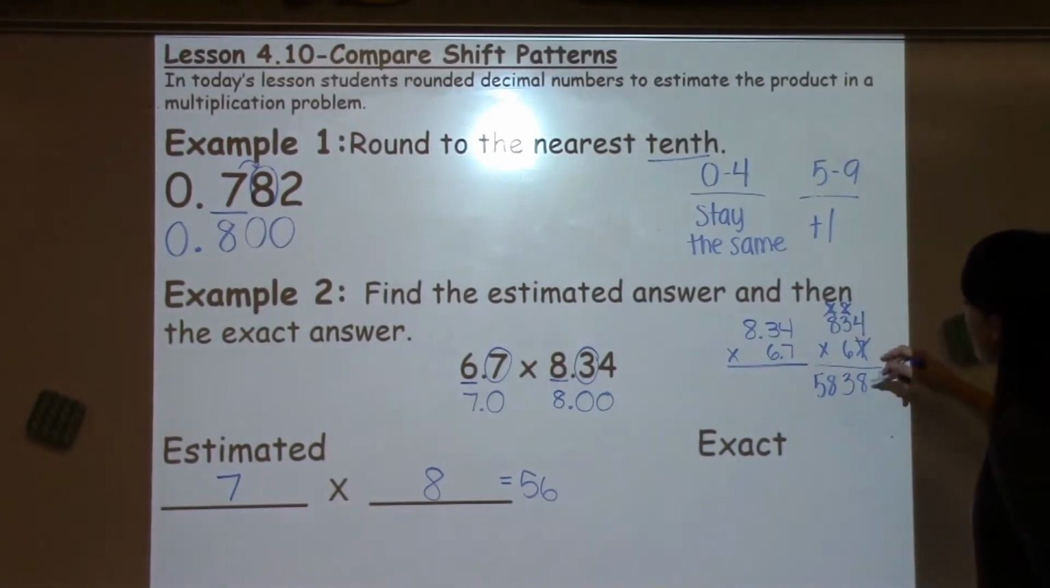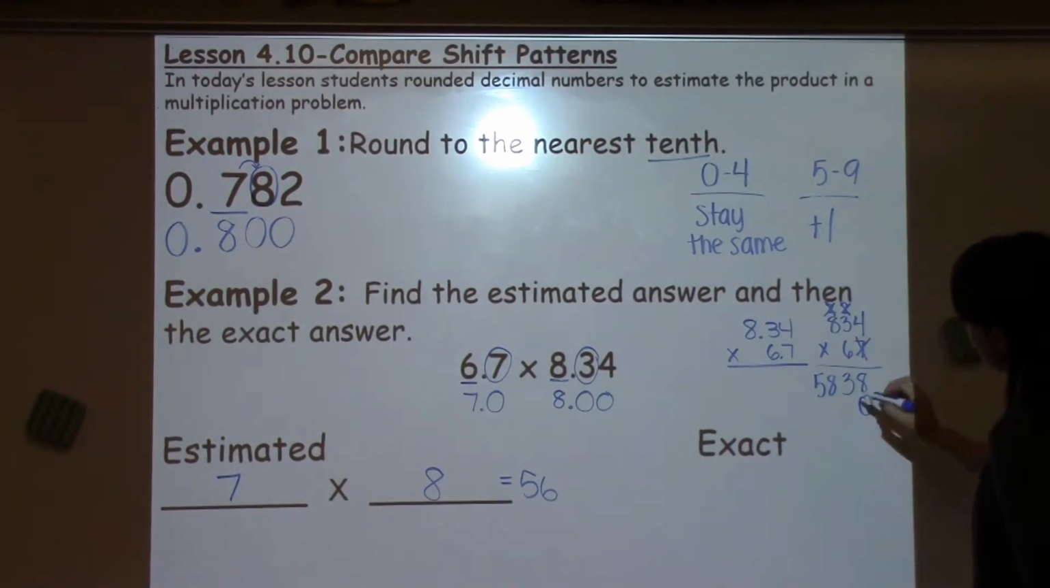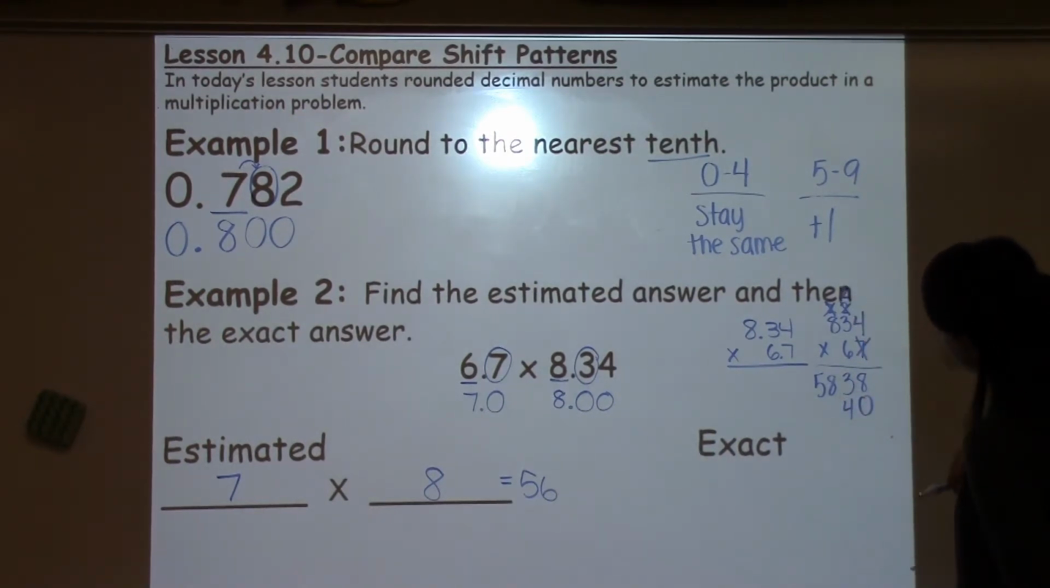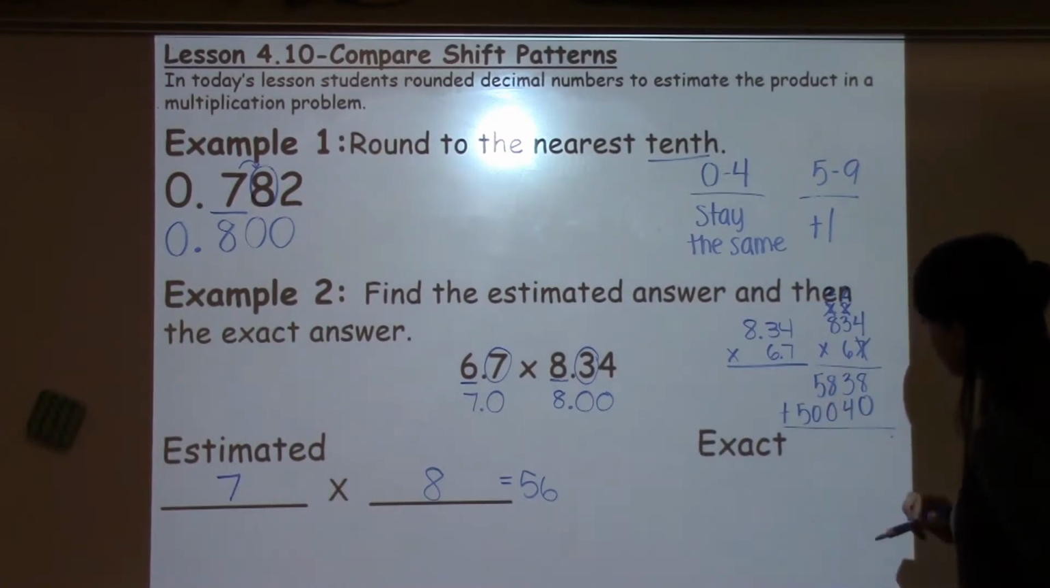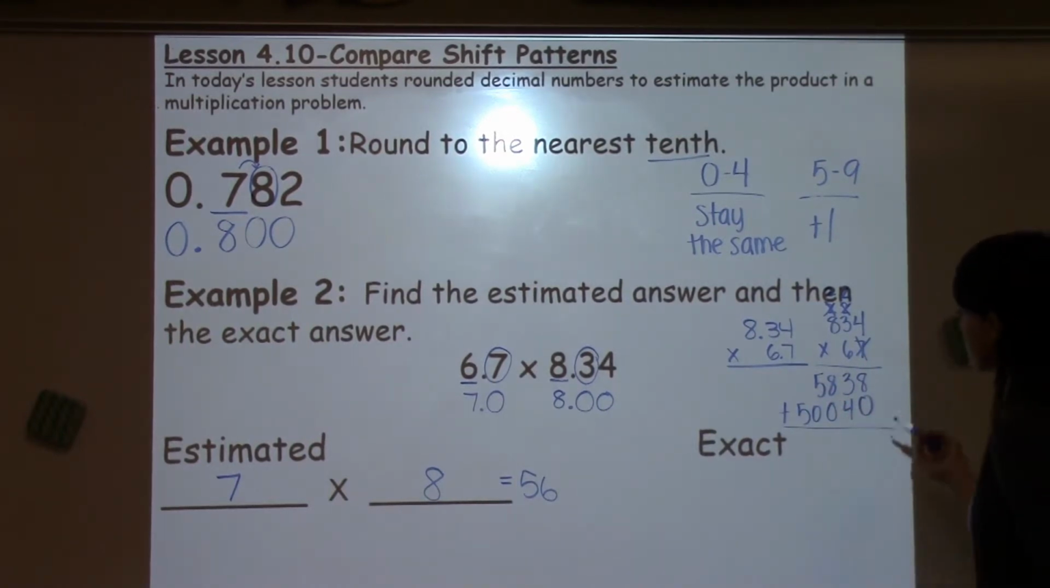Anytime I make X's up above, I need an O down below. And now I can distribute the 6. 6 times 4 is 24, carry a 2. 6 times 3 is 18, plus 2 is 20, carry a 2. 6 times 8 is 48, plus 2 is 50. Now I need to make sure that my numbers are all lined up, so it's easy to add. 8 plus 0 is 8, 3 plus 4, 7, 8 plus 0 is 8 again, 5 plus 0 is 5, and then this 5 is all by itself, so it just comes down.